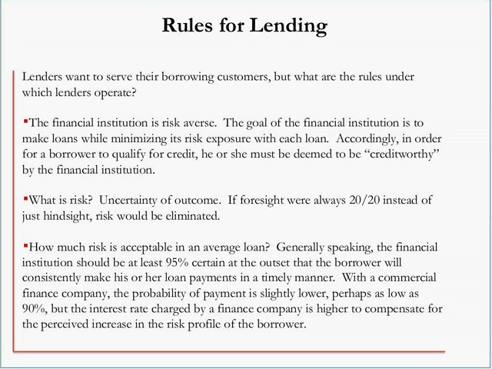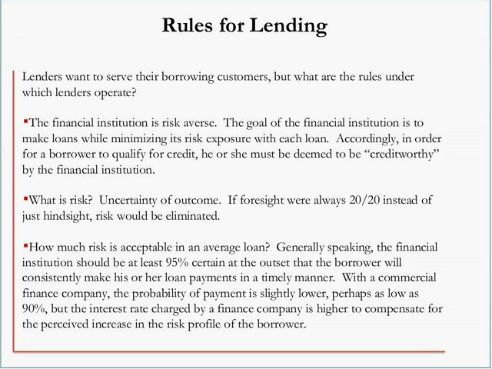Now, what is risk? Risk simply is uncertainty of outcome. If foresight were always 20/20 instead of hindsight, risk would be eliminated. It's not. It's out there, and what we're trying to do is recognize risk, manage risk, and mitigate risk, and lessen the impact of potential risk on our loans.